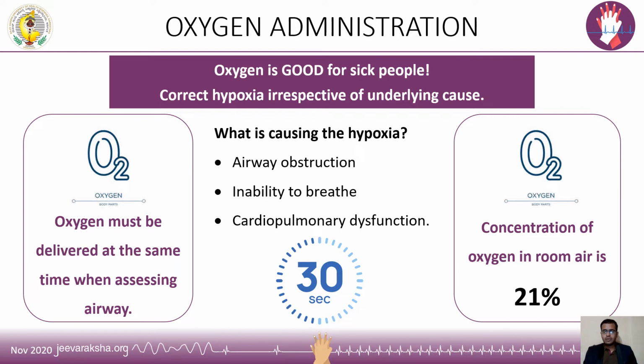Oxygen in the room air is 21%, so sometimes this might not be sufficient. You will have to give some artificial mode of oxygen to the patient to meet his oxygen requirement as his demand is more. What are the causes for hypoxia? It can be a simple airway obstruction, inability to breathe, or a cardiopulmonary dysfunction. So this has to be done quickly, within the first 30 seconds when you're assessing the airway.